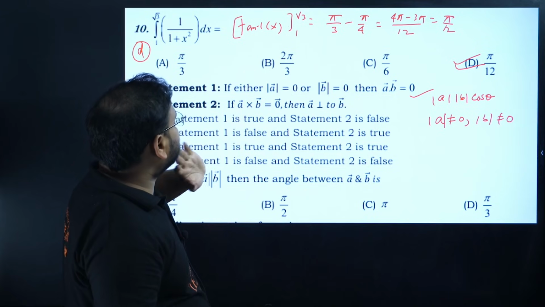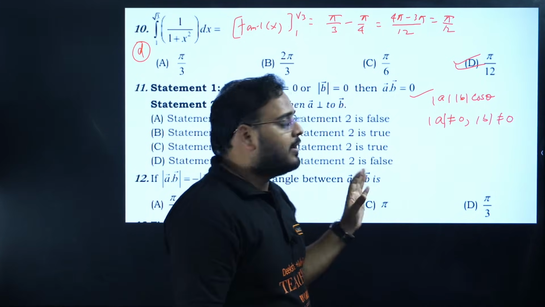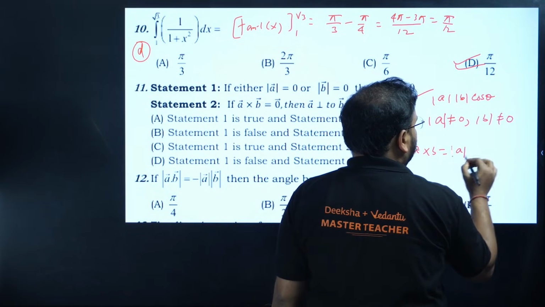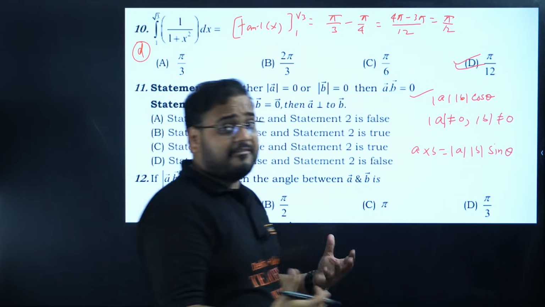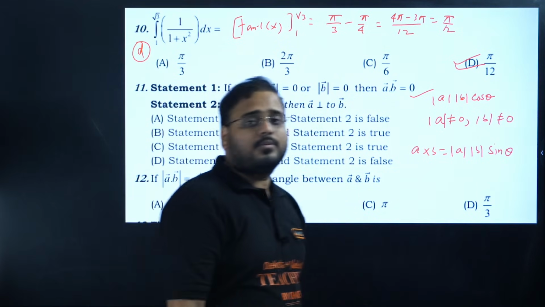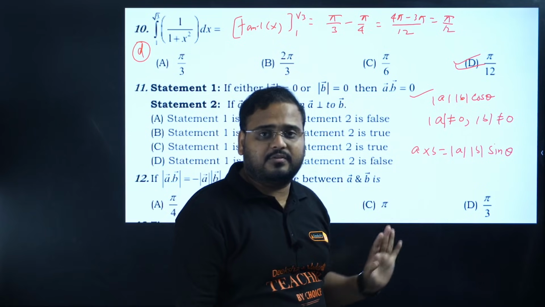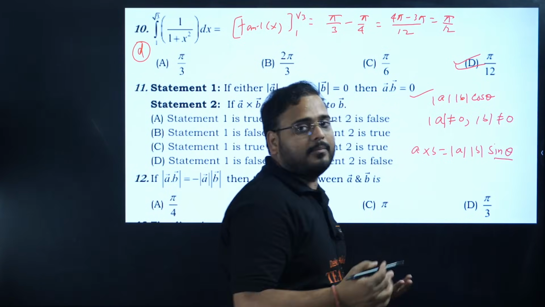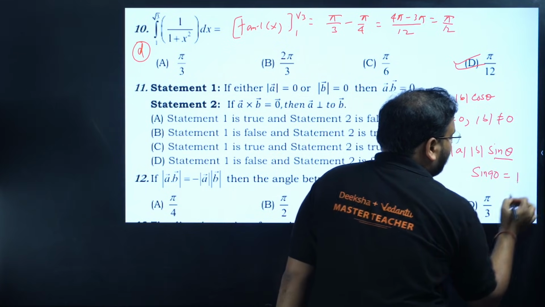A cross B is 0 means A and B are 0, right? Then what about sin theta? Because A cross B is given by mod of A, mod of B, sin theta. If A and B are 0, everything is 0. You can take either of the cases. Still, theta cannot be perpendicular, because sin 90 is given by 1 actually.